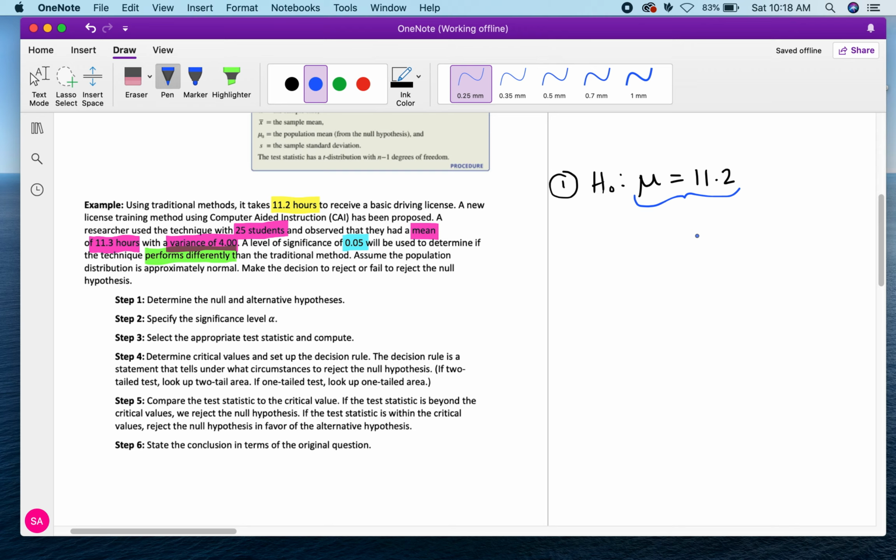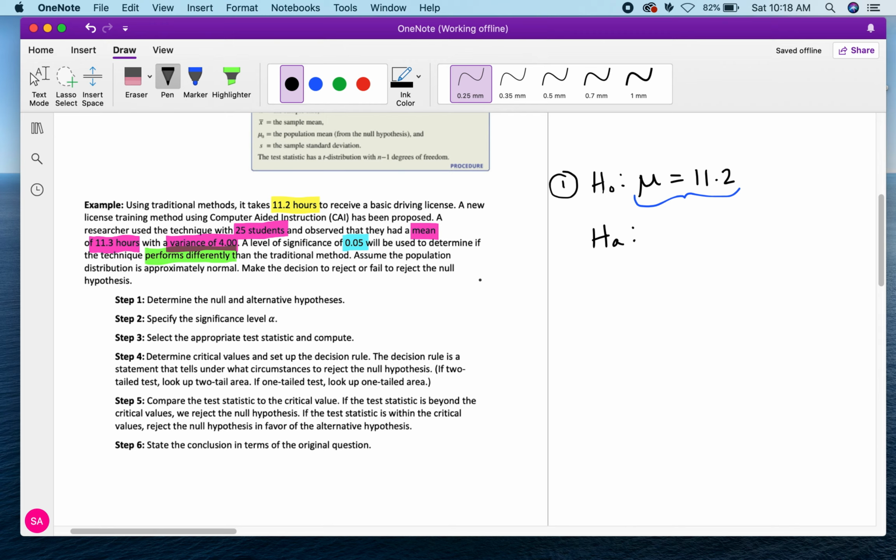And same for the alternative. If you leave off the mu, it's not a null hypothesis anymore. You need every single piece. So when you're doing your homework, make sure you type it all out. And there's buttons there available for you to do that. All right, alternative. So this is what we're trying to prove.